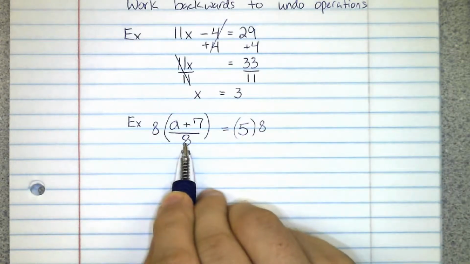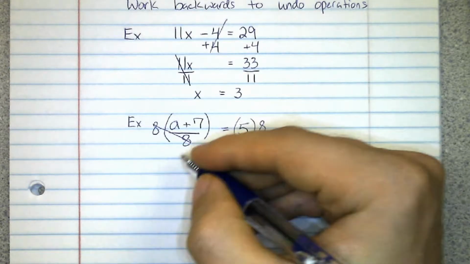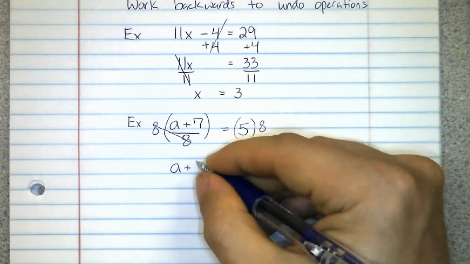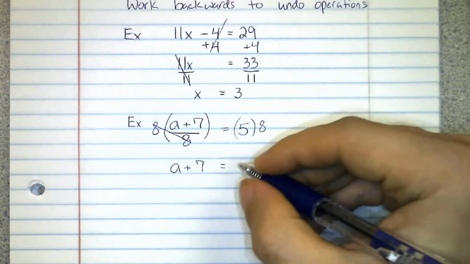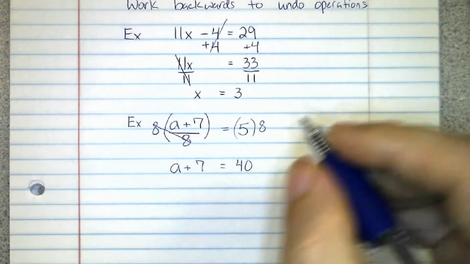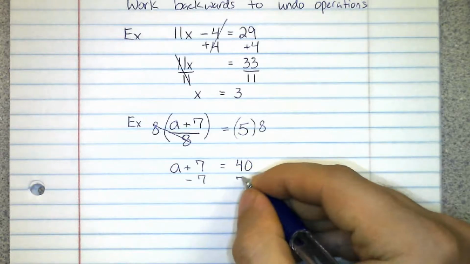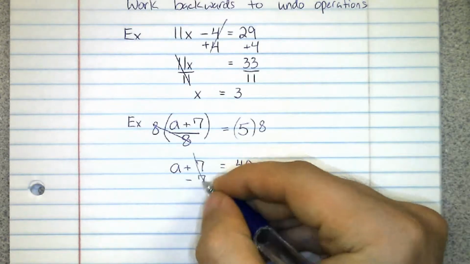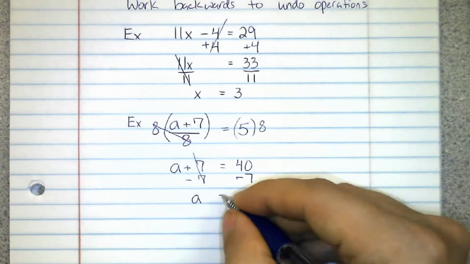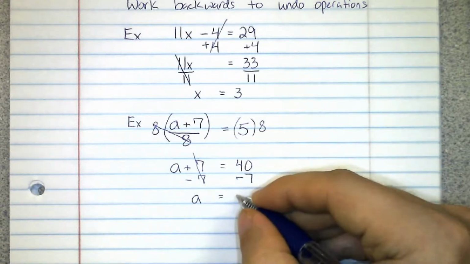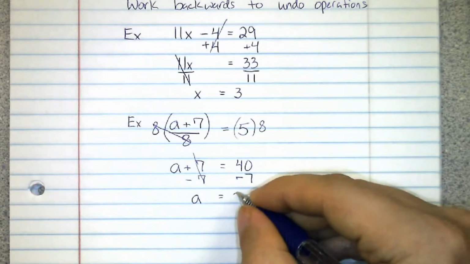Multiplied by 8, divided by 8, they're opposites, so they cancel. We're left with a plus 7 equals, and 5 times 8 is 40. The opposite of plus 7 would be minus 7. Cancels on this side, we're left with a, and on this side, 40 minus 7 is going to be 33.